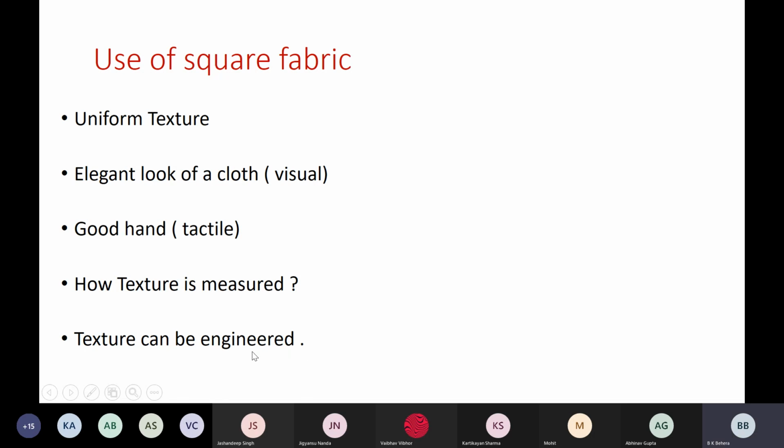Texture can be engineered. Because we know what is texture, we know how texture can be improved, we know what to do in fabric so that texture can be enhanced. That means texture can be engineered. If you want to produce a better texture fabric, we know what to do because we can measure the texture. That is the conclusion. Texture can be engineered means we can produce or develop a fabric of definite texture value by mathematical calculation. That is what the meaning is.